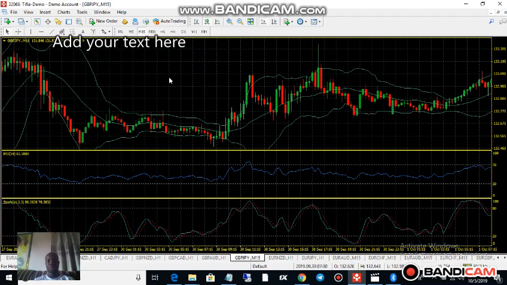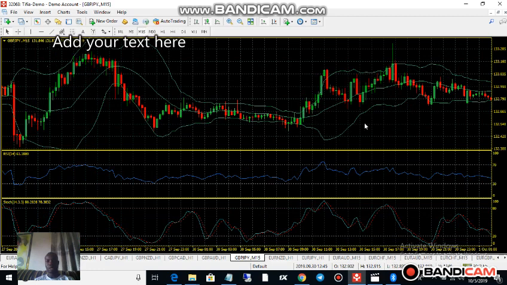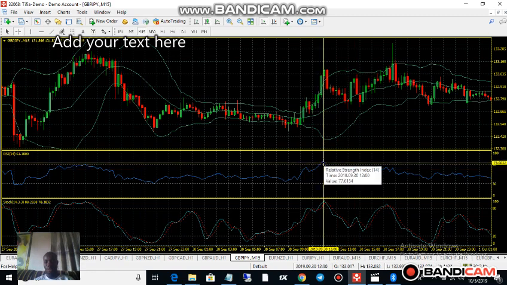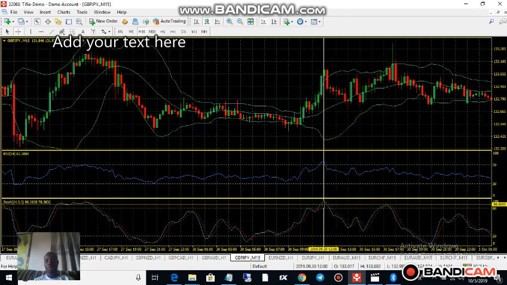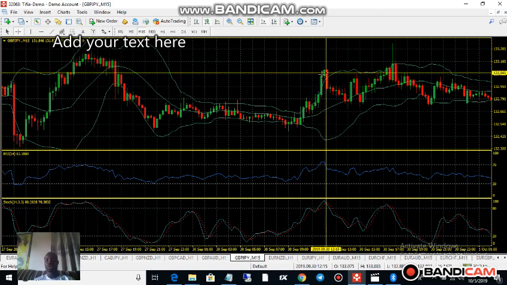So let me look for a good one. Okay, look at here. Our first confirmation, the RSI has confirmed it. Stochastic has confirmed it. The Bollinger Bands, the candle is touching the upper part of the Bollinger. Wow, good. Then our entry is what? The next candle. This is our entry.